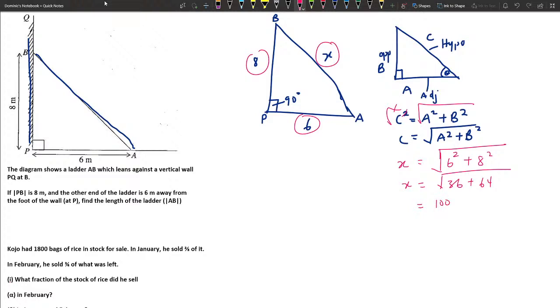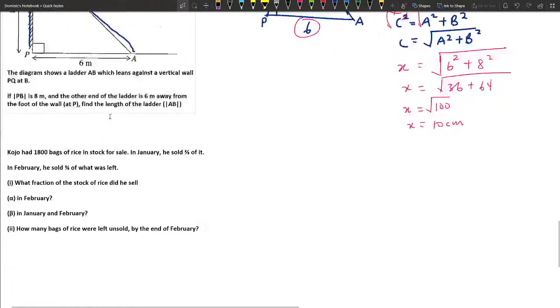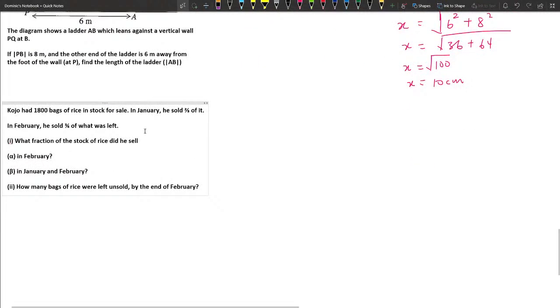So 100, and then we have the root. Root of 100 basically means what same numbers will multiply to give us 100. 10, 10, 100. When you're in class 1, you're shouting this, but you're not paying much attention. So root of 100 is 10. So the length of the ladder is 10 centimeters. That's how you answer that particular question. So we are done with the ladder. Now we will go to the last question.